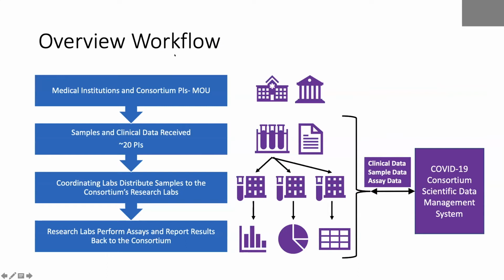So, a quick overview of the workflow. The consortium PIs have memoranda of understanding with the medical institutions with whom they're partnering, receiving the samples and clinical data. They're received by over 20 PIs. So you can imagine the coordination that has to occur to distribute the samples and clinical data to the research labs that actually perform the assays, and then they report results back to the consortium. The linking of all of this is so crucial and has to happen from the get-go. These were some of the requirements that guided us in defining and developing our scientific data management system.